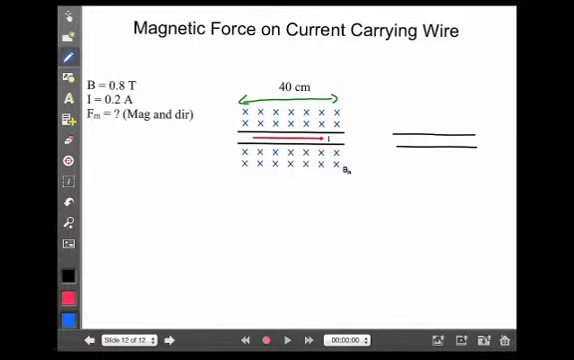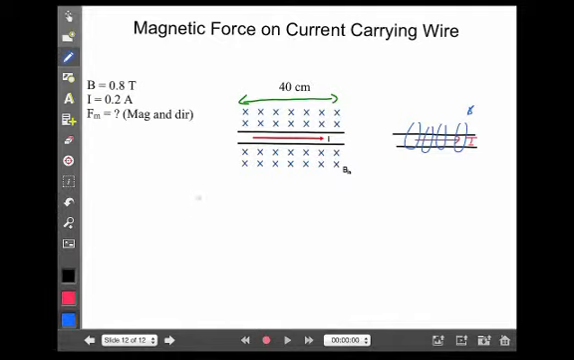So let's look at a simple example here. I have a 0.2 amp current running through a wire that is inside a 0.8 Tesla magnetic field, and 40 centimeters of the wire is in the field. And I want to know the magnitude and direction of the force. Now again, keep in mind, if the current is running to the right, it has its own magnetic field traveling in circles around it. Okay, it has its own magnetic field.